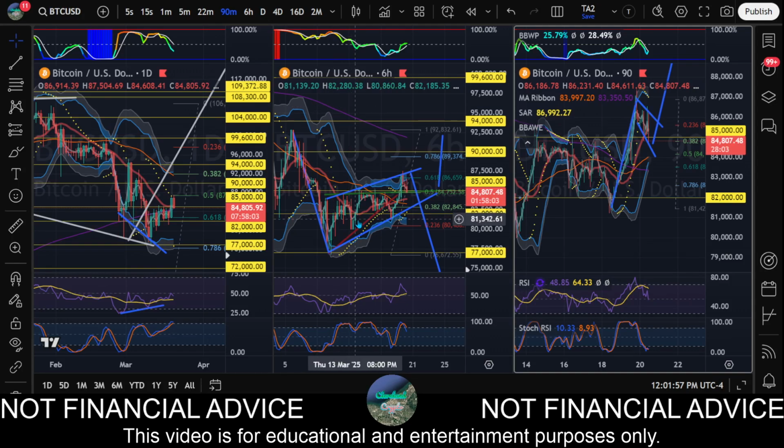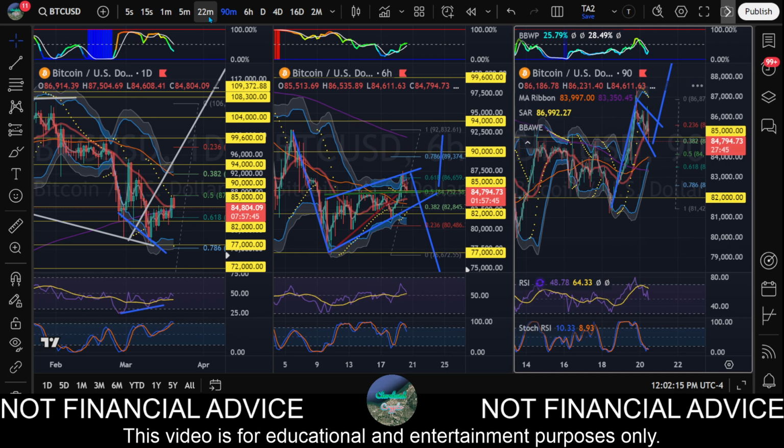But yeah, for now, Stochs looking not so great here on the 6 hour, but they could turn around. The Stochs here on the 90 turn around, and then maybe maintain these bullish positions here in bullish territory on both of these charts, although the RSI is below its signal line.